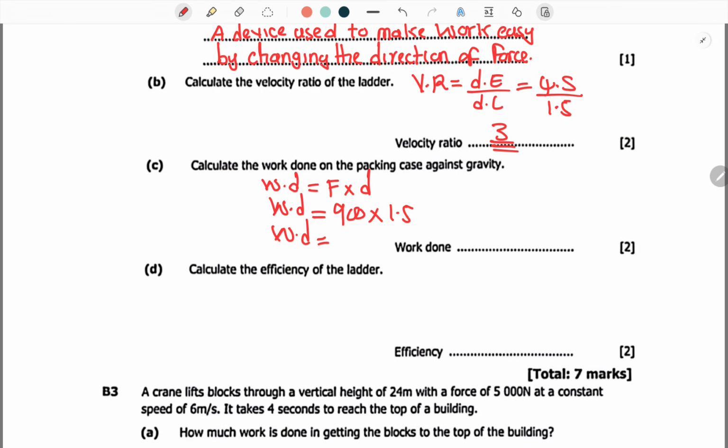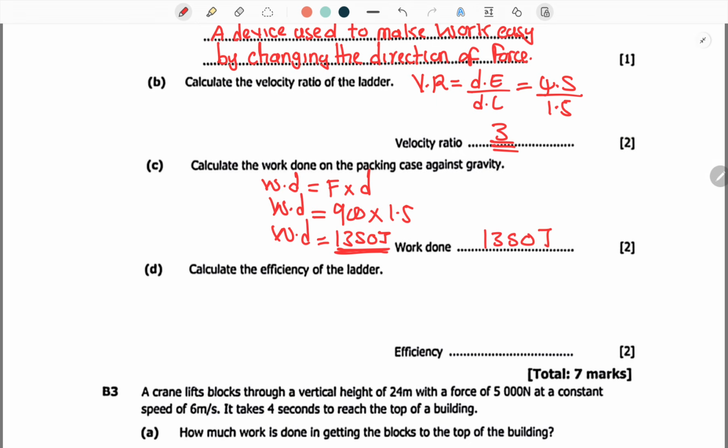So this is going to be 900 multiplied by 1.5. And then we're going to get 1350 joules. Okay? 1350 joules. That's work done.